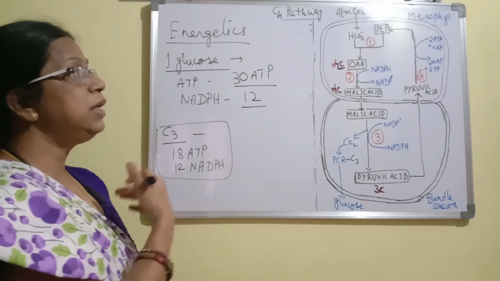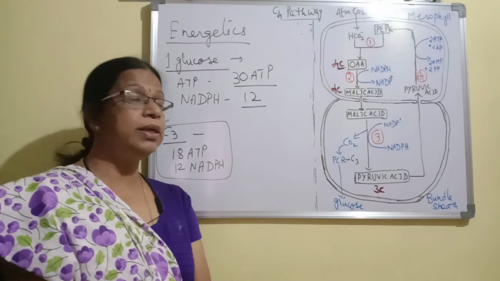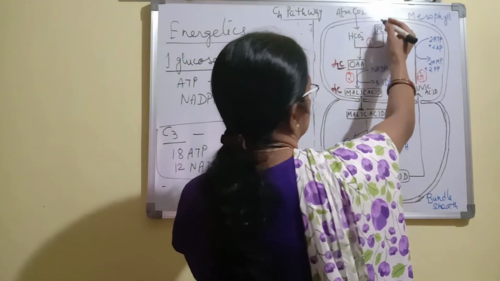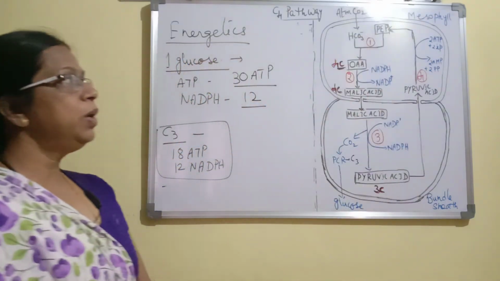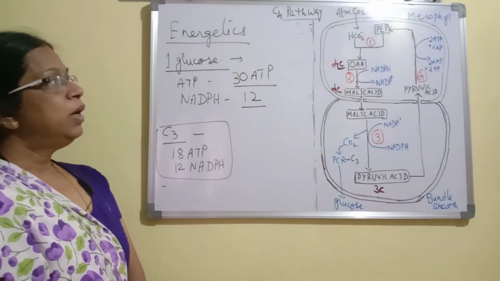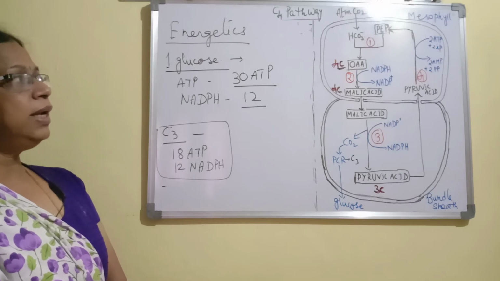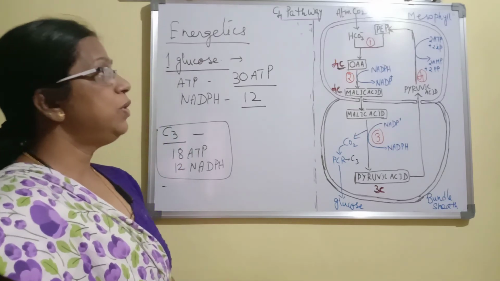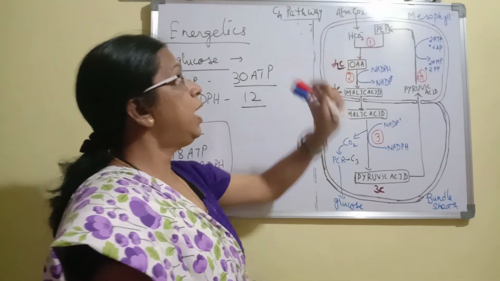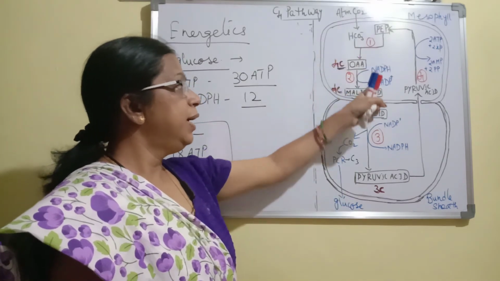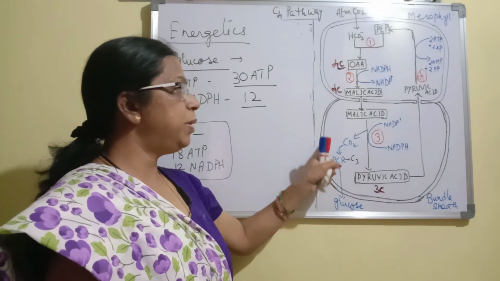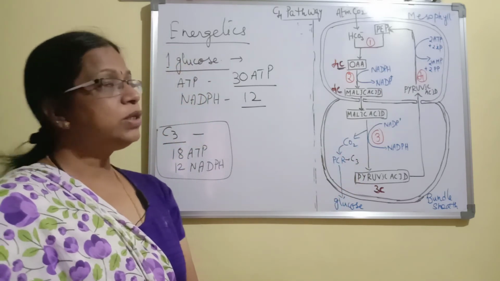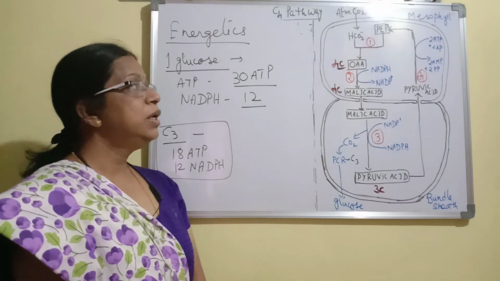So why that excess ATP? Why that excess ATP is required is to maintain or to regenerate this phosphoenol pyruvic acid, and to maintain the carbon dioxide levels also. Why is phosphoenol pyruvic acid required? This phosphoenol pyruvic acid, by accepting carbon dioxide from the atmosphere, releases the carbon dioxide into the bundle sheath cells for synthesis of glucose. So that's why this excess ATP is required.